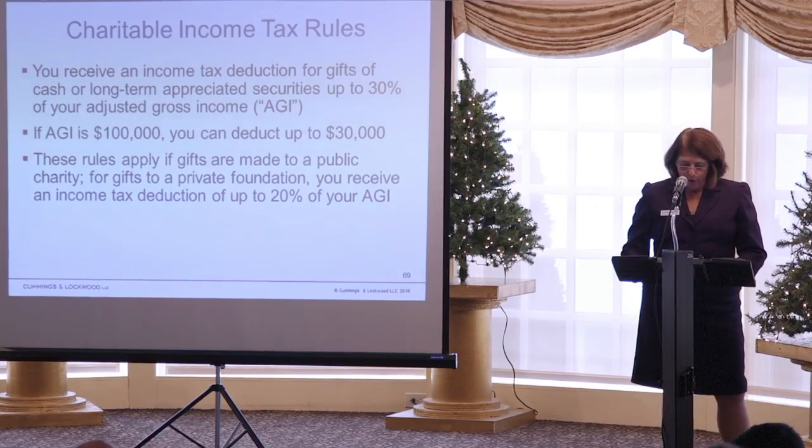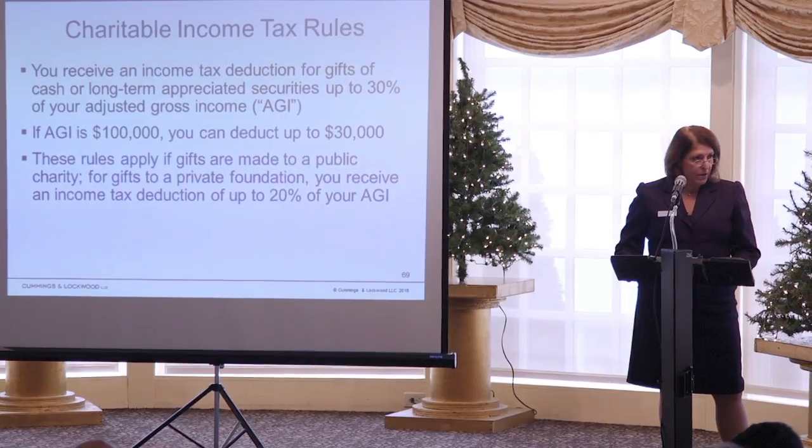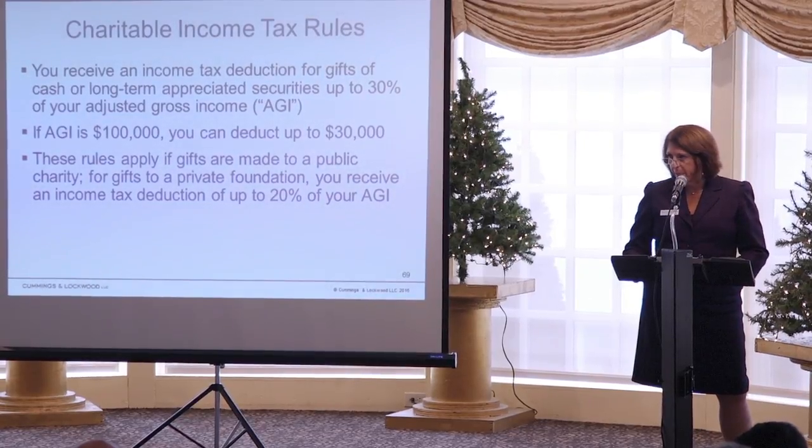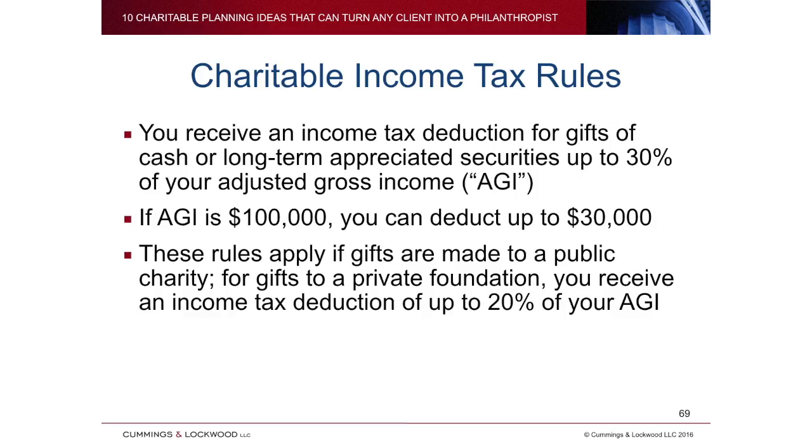First, I want to give a brief overview of the charitable income tax deduction rules. The rules vary depending on the type of asset your client decides to give and the type of charity that receives the gift. Generally, the donor receives an income tax deduction for gifts of cash or long-term appreciated securities up to 30% of his or her adjusted gross income, or AGI.